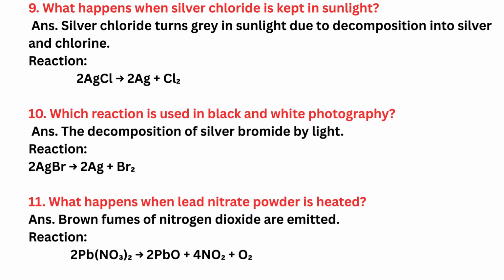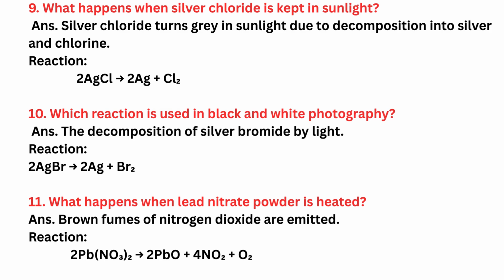Question number 9, what happens when silver chloride is kept in sunlight? Answer, silver chloride turns grey in sunlight due to the decomposition into silver and chlorine. Reaction: 2AgCl, that is silver chloride, gives 2Ag silver plus Cl2 chlorine. Question number 10, which reaction is used in black and white photography? Answer, the decomposition of silver bromide by light. Reaction: 2AgBr, that is silver bromide, gives 2Ag silver plus Br2 bromine.